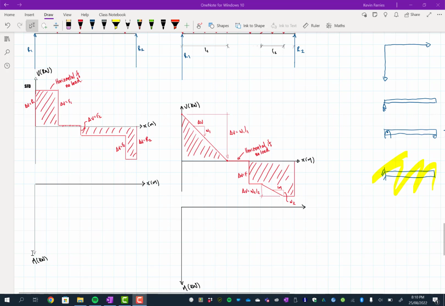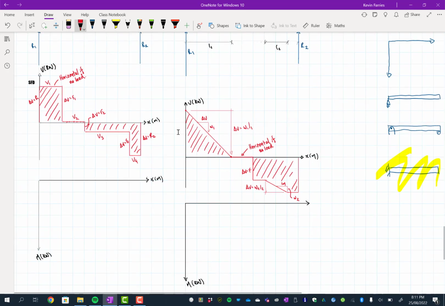So what I've done here is I've just drawn on the axes for my moment diagram. So as usual, I'm drawing positive moment down the way. And then what I'm also going to do, just to make it a bit easier to explain, we would have these values if we were doing this with numbers. And so I'm just going to call them V1, V2, V3, and V4. It'll just make life a bit easier as we go along if we know those.